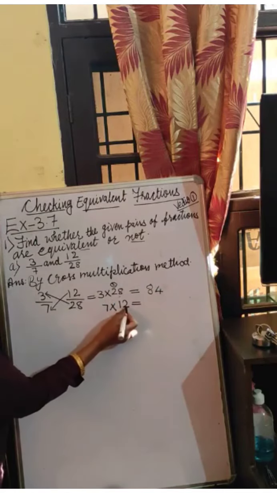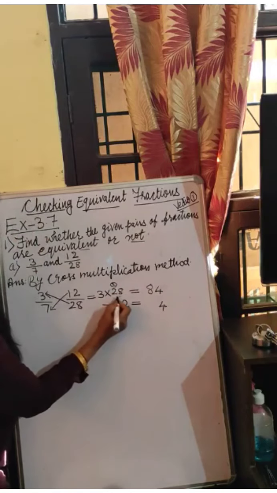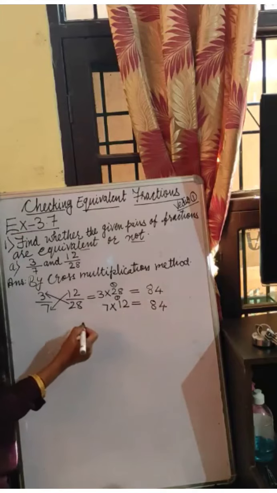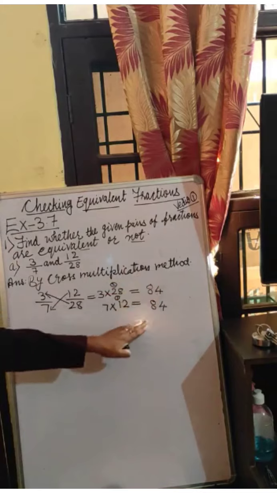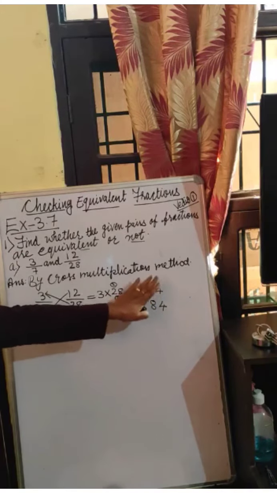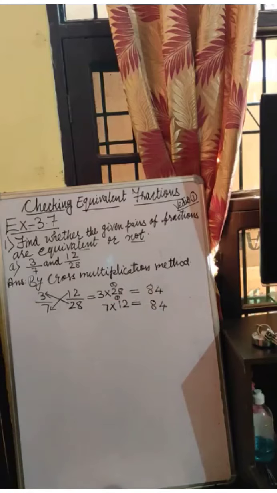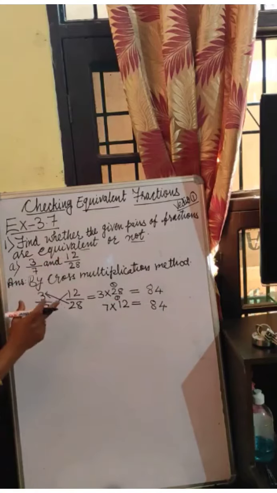Now here also, 2 sevens are 14, 4 and remainder 1, 7 1s are 7, 7 plus 1 is 8. So 84. In both multiplication statements we got the same answer. The product is the same, 84. If the product is the same, you can say the given pair of fractions are equivalent.